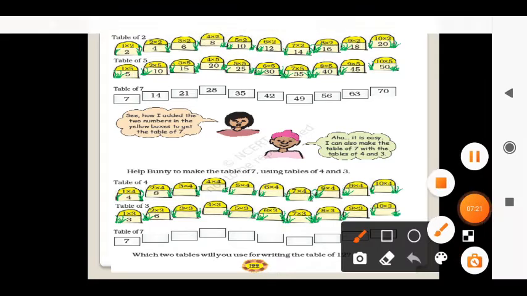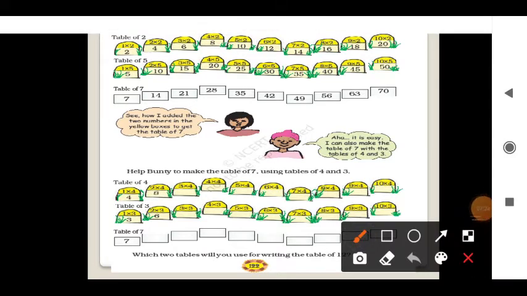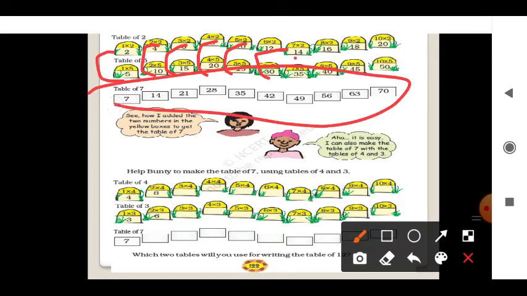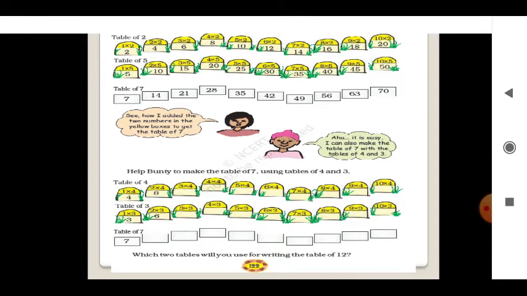Then what she did? See here, 2 plus 5, 7. 4 plus 10, 14. 6 plus 15, 21. 8 plus 20, 28. 10 plus 25, 35. 12 plus 30, 42. So like that, she is adding both the numbers in the tables. Then she gets the 7 table. This is the easy trick. See how I added the 2 numbers in the yellow box to get the table of 7.